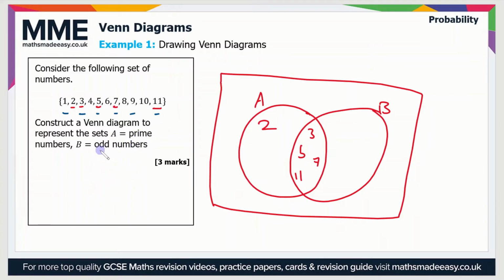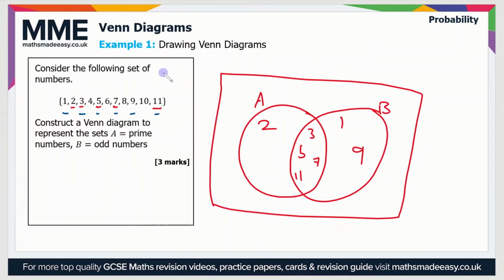And then if we go to the odd numbers, we highlighted those in blue. There's a couple that aren't prime, so that's 1. 1 is not a prime number because it only has one factor. A prime number has two factors. And then the other one is 9.